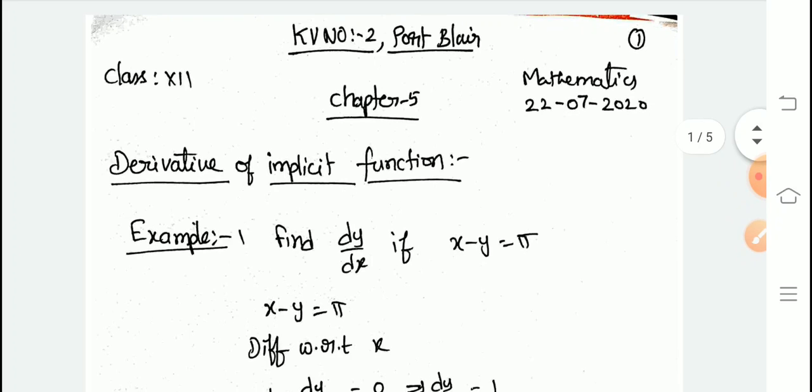This is about class 12 standard mathematics, chapter 5, continuity and differentiability. I'm just going to discuss the derivative of an implicit function. It is a concept which comes after exercise 5.2.